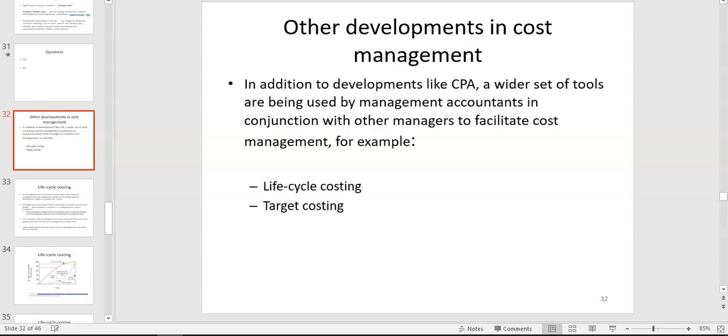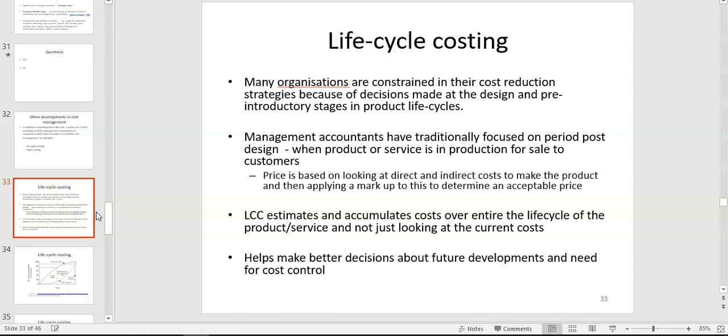And I'm going to give you a list at the end then of other developments that have happened over the last 2 or 3 decades, which again may help you with that self-directed research part of the continuous assessment as well. So life cycle costing initially as the first one, this is really looking at the whole life cycle of a product.